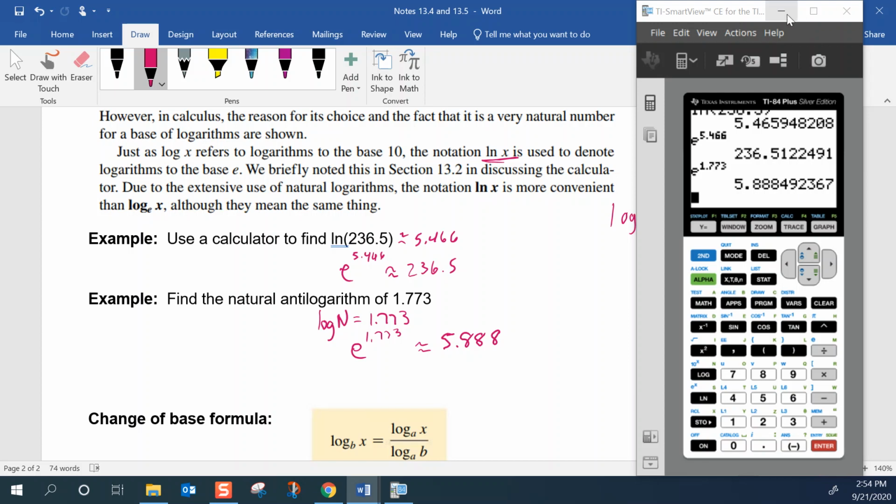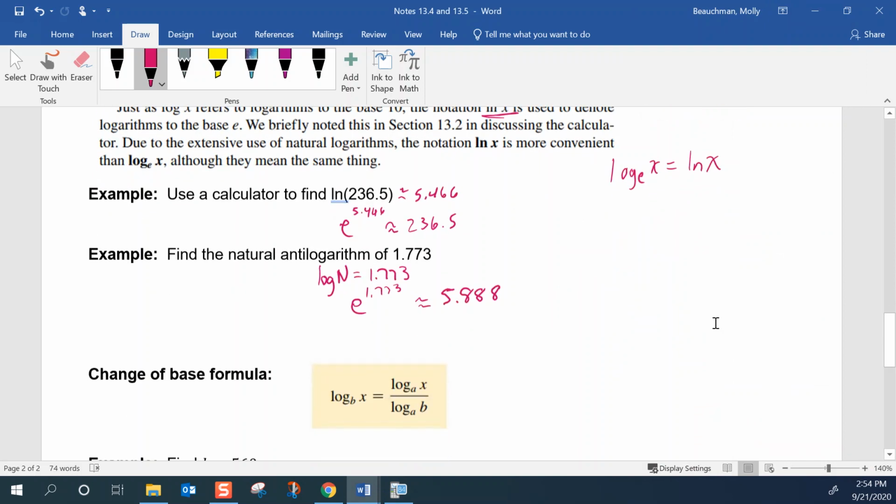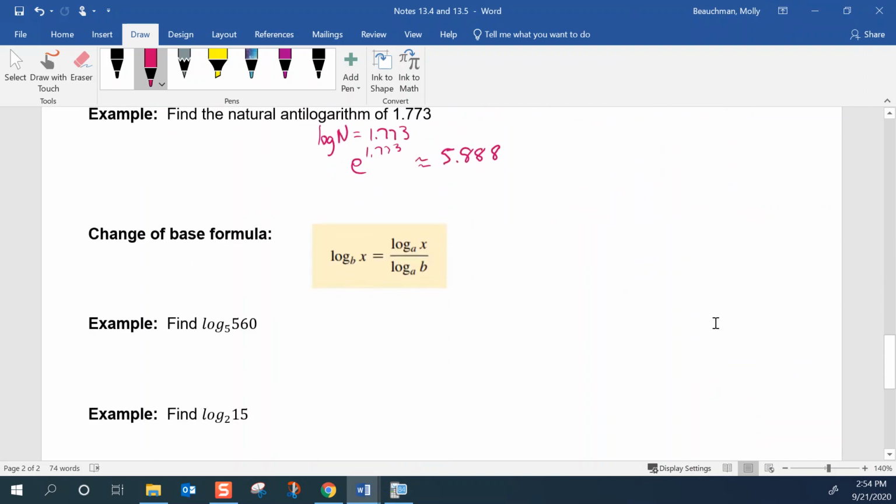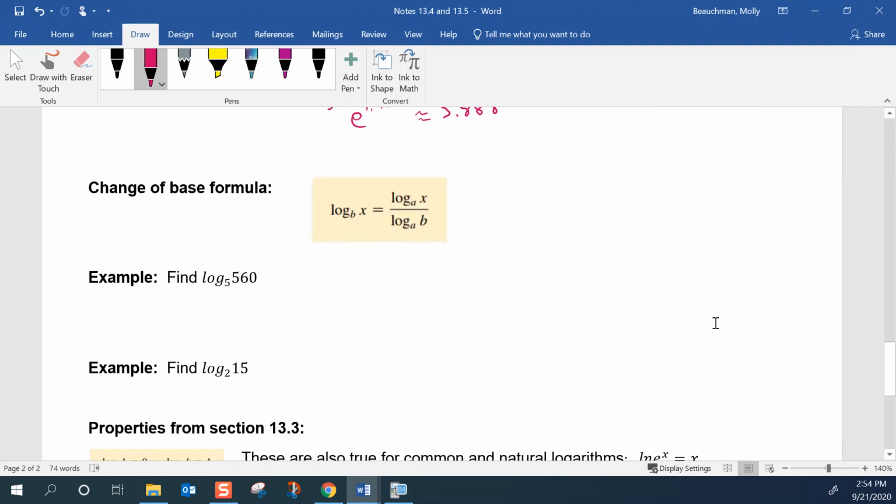But we can have a logarithm with any base. So that brings us to the next part of notes, which is something called a change of base formula. If we want to find logarithms to other bases besides e and 10, for example, log base 5 of 560, we can't just type it in the calculator. So we have something called a change of base formula. Notice it says log base b of x can be written as log any base x divided by log any base b. So we're going to pick a base that's in our calculator.